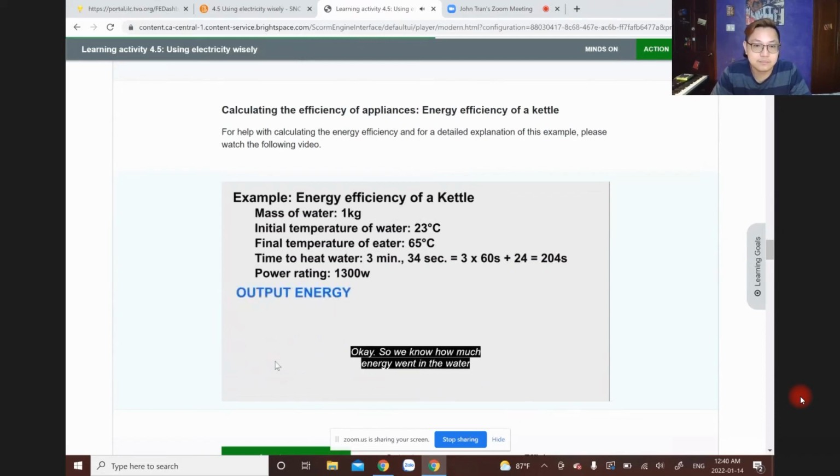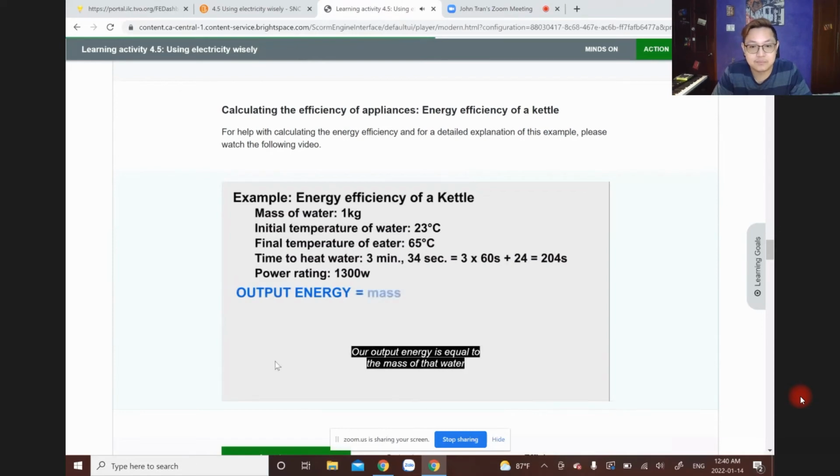Now let's look at the output energy. Okay, so we know how much energy went into the water, but let's look at how much of that energy actually heated it up. So what we are actually calculating for output energy is the amount of energy that goes into heating up the water from 23 degrees to 65 degrees. We will need a different formula, one that you may not have seen yet. This is our new output energy formula.